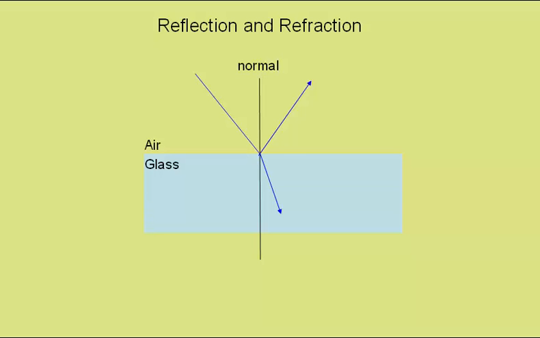This shows what actually happens when light travels from air to glass. Some gets reflected, some gets refracted and passes through. This is how we can both see through a window and see our reflection in it. This shows us our reflection, and this is our ability to see through the glass.